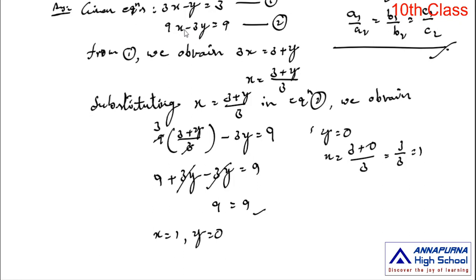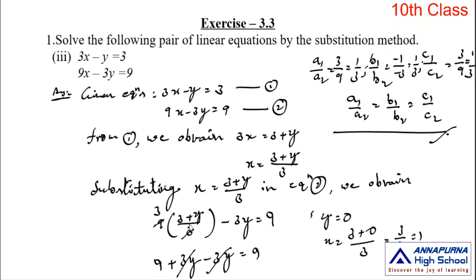If x is equal to 1, 9 into 1 is 9, minus 3 into 0 is 0, so 9 minus 0 is equal to 9, and it is satisfied. Like that you can prepare infinitely many solutions, but here we present at least one solution. So one solution is x is equal to 1 and y is equal to 0. So before applying this algebraic method, first we verify the ratios of the corresponding terms of the given two equations.